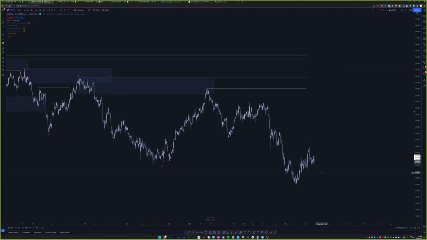Imagine that institutions don't use stop losses. No, they don't. They just buy or they sell. They have the liquidity, right? Yeah.